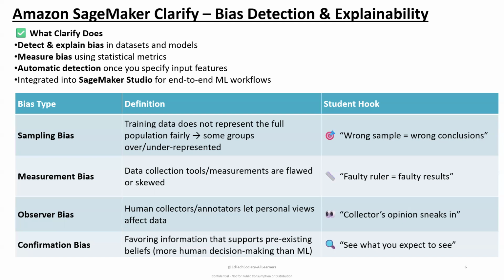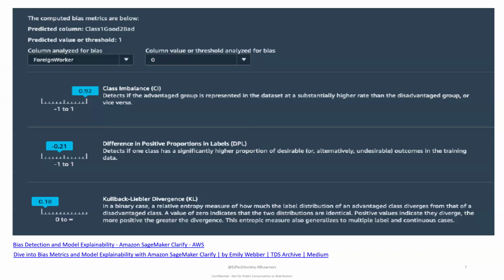And this is a very, very important service in AWS. If you now see this image, it is showing a class imbalance. It is showing positive proportions in labels, and another is KL, Kullback-Leibler divergence. I will not go into detail of what these are, but these are the parameters by which bias can be detected with SageMaker Clarify. There are a few links I will provide in the video and in the description. Just go through this, you will get more knowledge in that.